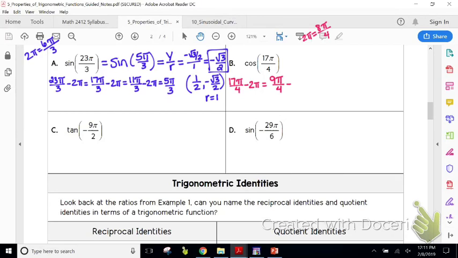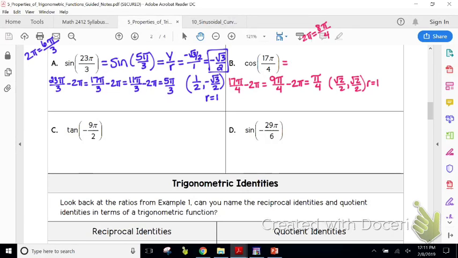which is not on my unit circle. So I'm going to subtract another one and I get 5 pi over 4, which is on my unit circle in the first quadrant there, and it has an ordered pair of square root of 2 over 2, square root of 2 over 2, and we know r is 1 because it's on the unit circle.